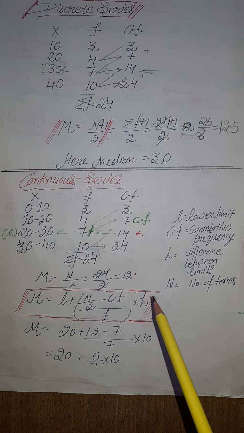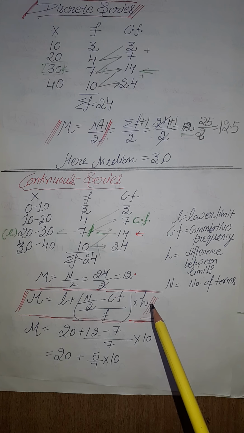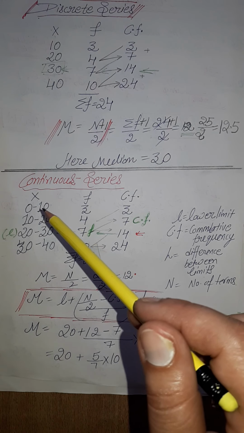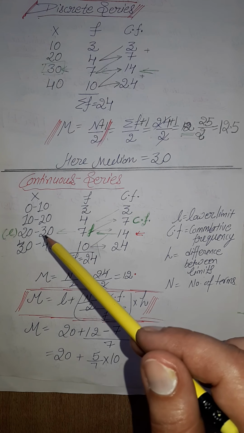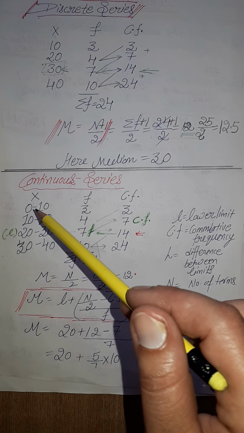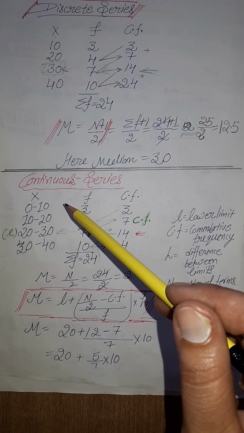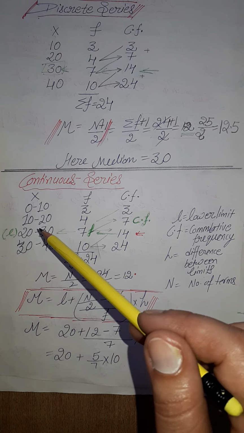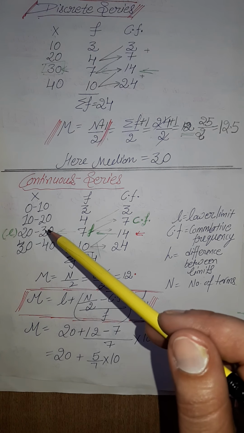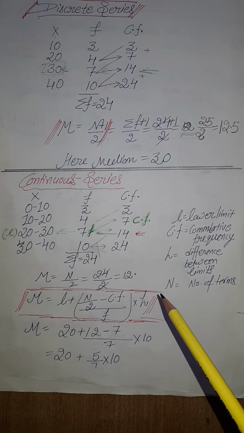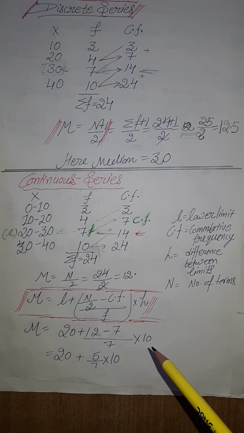Now the question is, what is h here? H is the difference between the limits. You can see, all the differences are the same between every class interval. Between 0 to 10 the difference is 10. Between 10 and 20 the difference is 10. And between 20 and 30 the difference is also 10. So the value of h is 10.